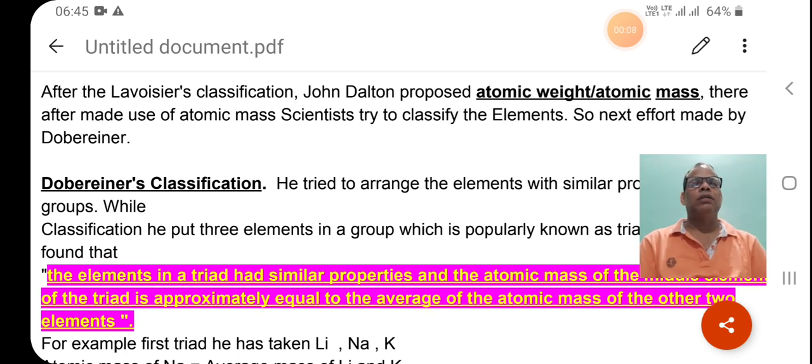So yesterday we had discussed the classification of an element. The very first classification was made by Lavoisier, but that classification was not very effective. Meanwhile, John Dalton proposed atomic weight, though now we call it atomic mass. After the coming into effect of atomic mass, the scientists started to correlate the properties of an element with the atomic mass. So making use of atomic mass, the scientists started to make the classification based on the atomic mass.